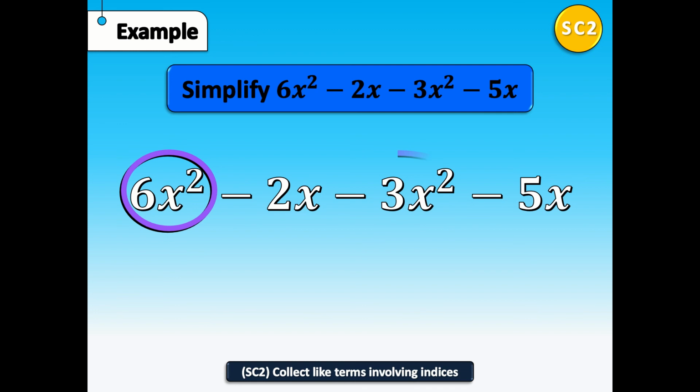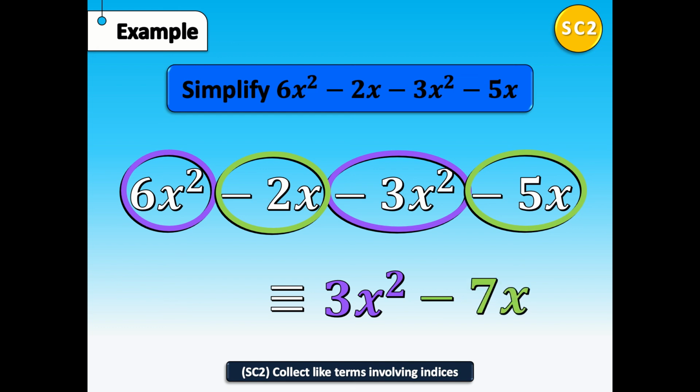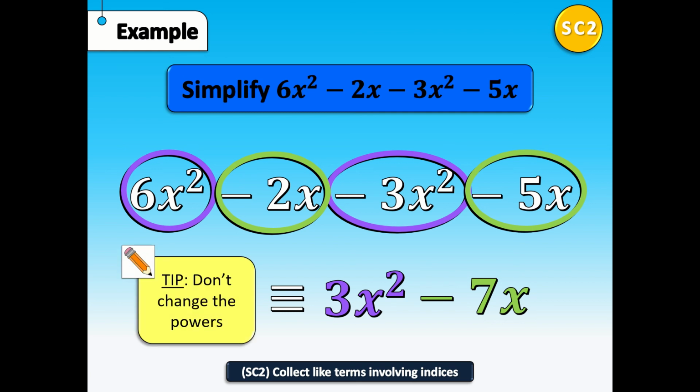So we've got 6x squared, and we're taking away 3x squared. So 6 take away 3 is 3. So we've got 3x squareds. Then we do the x's separately. So we've got minus 2x, take away 5x. So you start on minus 2 and you go down the number line 5 places. So that's minus 7x. Remember, you don't need to change any of the powers when you're adding and subtracting them.